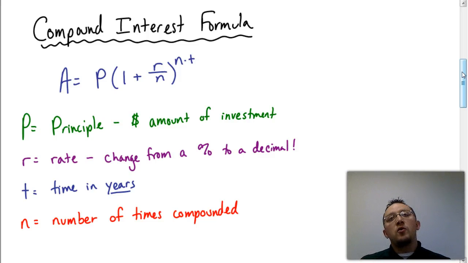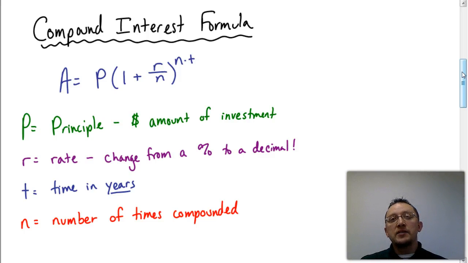The time, we always want to make sure that we're using our time value in years. Most of the time they're going to ask how much you're going to have in the account 5 years from now or 12 years from now. But if they give you a situation for how much is going to be in the account in 18 months, if you use 18 in your equation, that's going to represent 18 years. You want to make sure that you change it to years. So 18 months would be 1.5 years. We use 1.5 in that scenario.